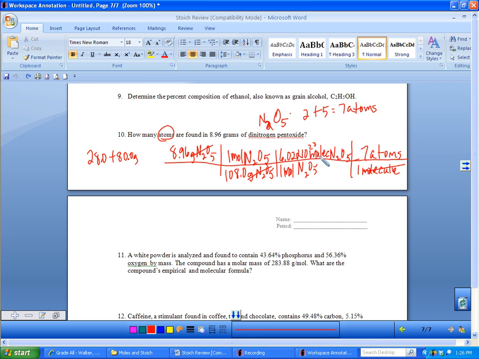7 atoms in every molecule. So the molecules will cancel. I multiplied that, 8.96 times 6.02 times 10 to the 23rd times 7. Then I divided by 108. And when I did that, I got 3.58 times 10 to the 23rd atoms.